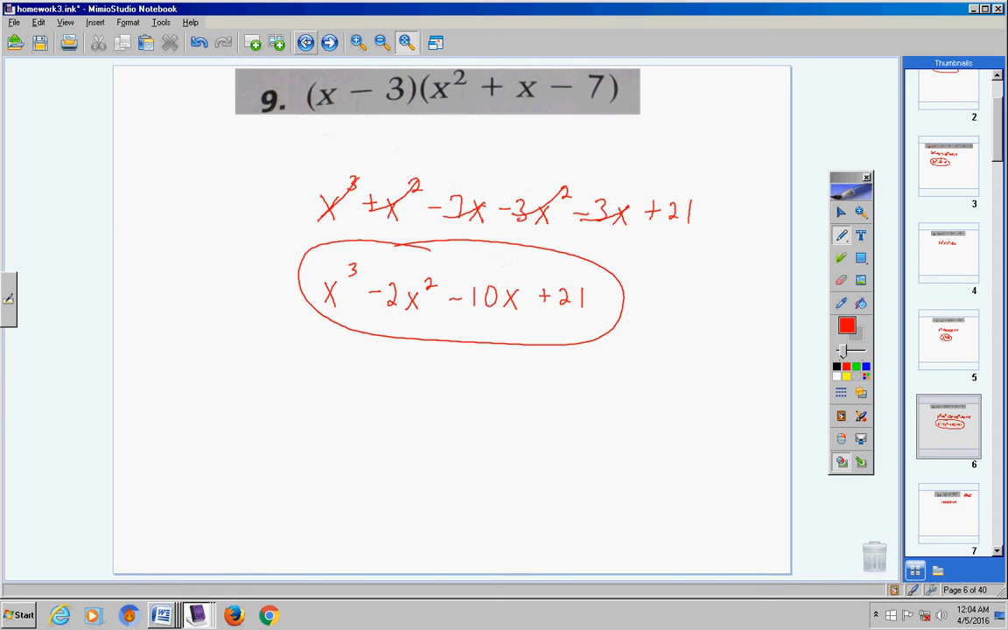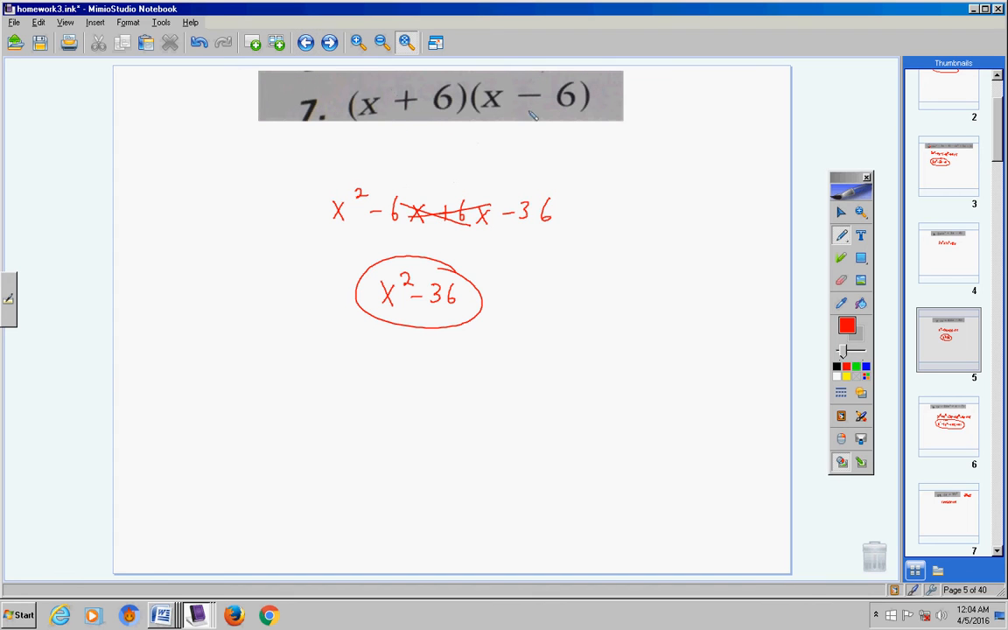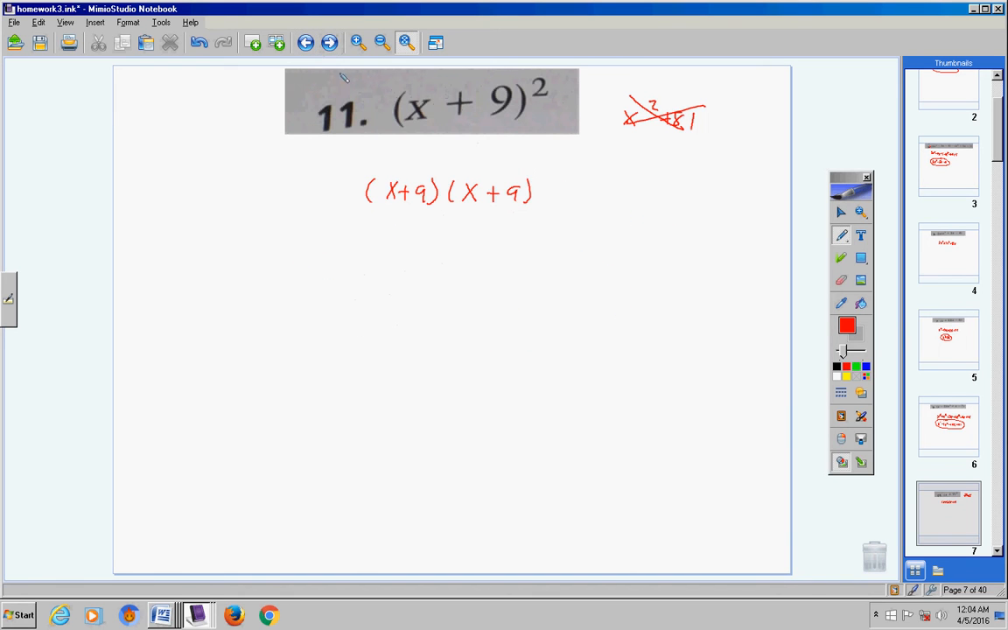Exact same thing we did back here when we had a binomial times a binomial. X times x is x squared. X times 9 is positive 9x. 9 times x is positive 9x. 9 times 9 is positive 81. Combine your like terms. 9x and 9x would be 18x. Bring down your positive 81.